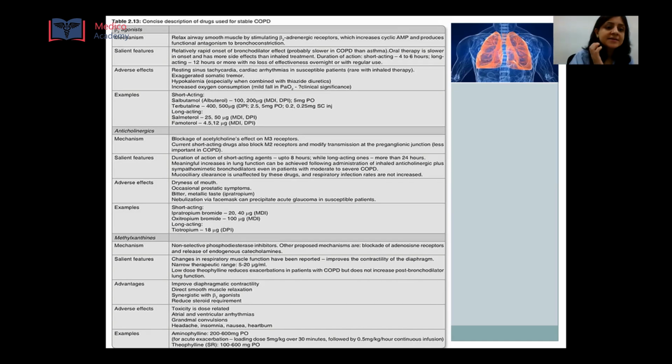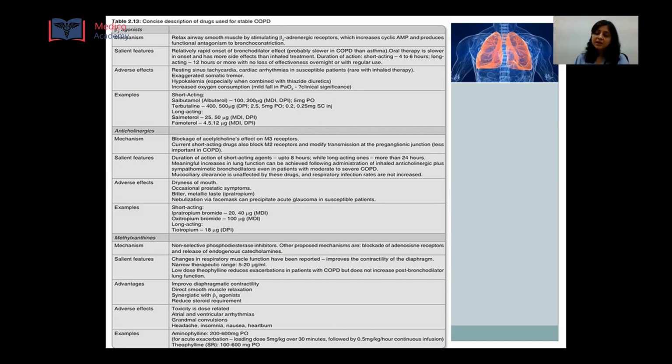Second category of the drug is the anticholinergics. How do they act? They act by blocking the acetylcholine effects on the M3 receptors. Now, the current short-acting drugs, they also block the M2 receptors and they will modify the transmission at the preganglionic junction. They are again short-acting, long-acting. Short-acting, we've got ipratropium bromide, oxitropium bromide. Long-acting, we've got tiotropium. Dryness of mouth, occasional prostatic symptoms, bitter or metallic taste. And these are some known side effects that we've got with the use of anticholinergics.